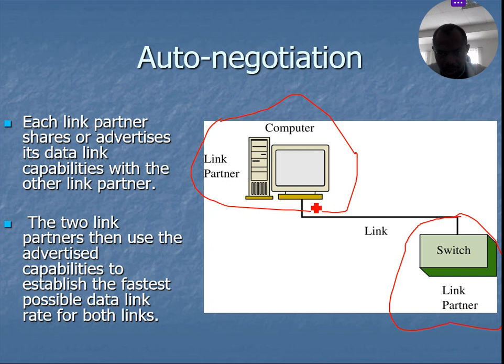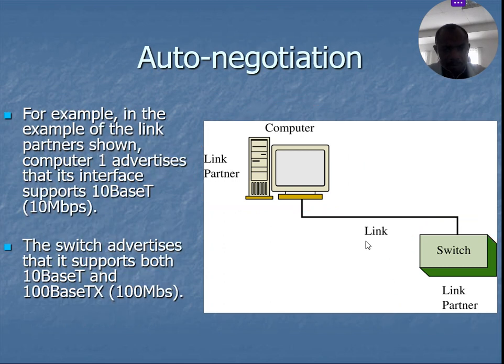This one advertises the data link capability, and the switch also advertises what it has, if it's able to support it or not. So if what it has is able to support what the computer is advertising, then a link will be created between these two devices on the network. The two link partners use the advertised capability to establish the fastest possible data link rate for both links. They establish what will be the fastest between the two links.